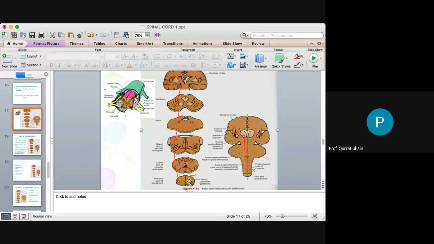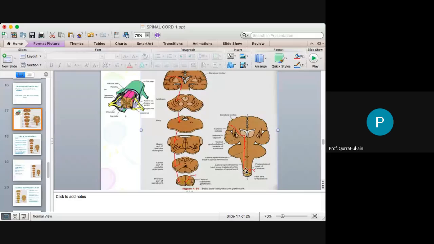It moves into the second order neuron here, present in the posterior horn of the spinal cord. Then the fibers cross over obliquely and move into the lateral white column as the lateral spinothalamic tract, passing through the medulla, the pons, and the midbrain, and then into the thalamus, the internal capsule, and then the cerebral cortex.